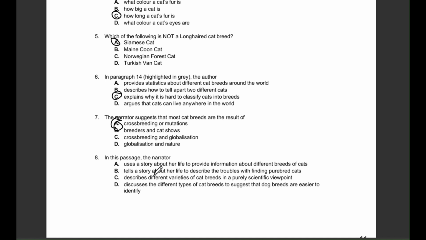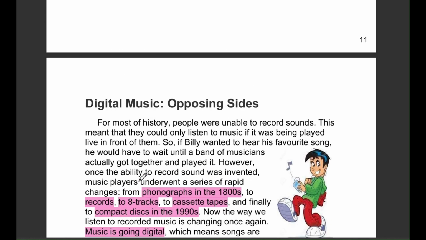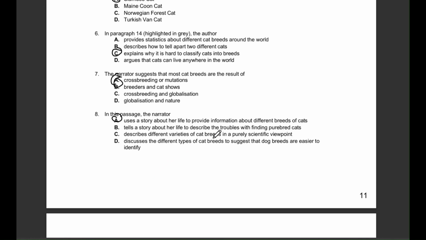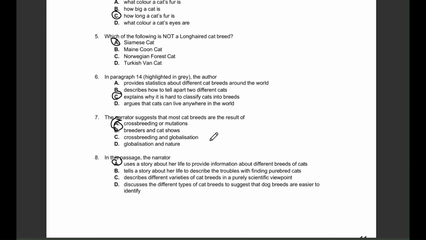B, tells a story about her life to describe the troubles with finding purebred cats. C, describes different varieties of cat breeds in a purely scientific viewpoint. D, discusses the different types of cat breeds to suggest that dog breeds are easier to identify. The answer is letter A, uses a story about her life to provide information about different breeds of cats. The narrator uses her own experiences to teach us all about different types of cat breeds.